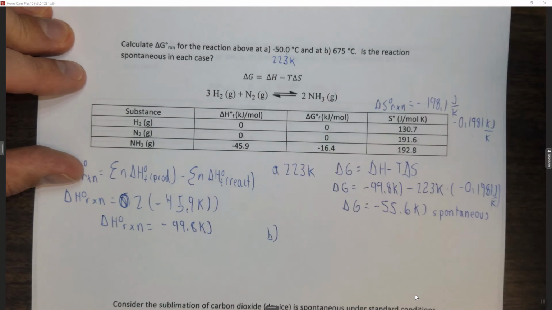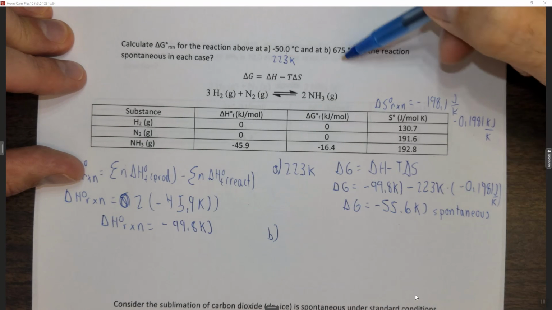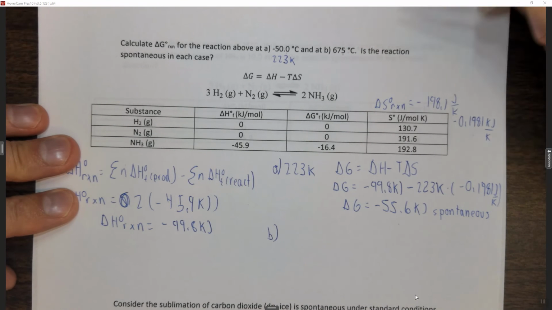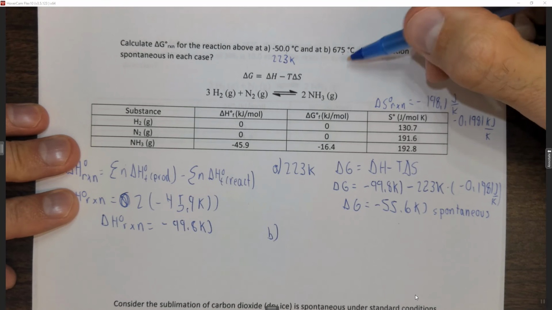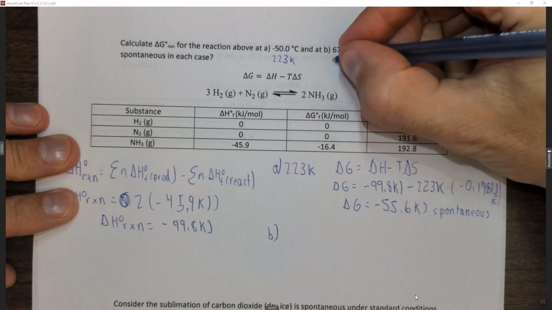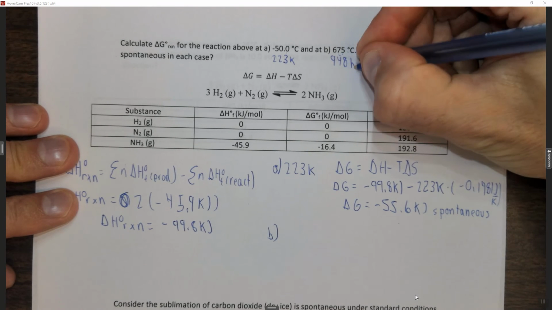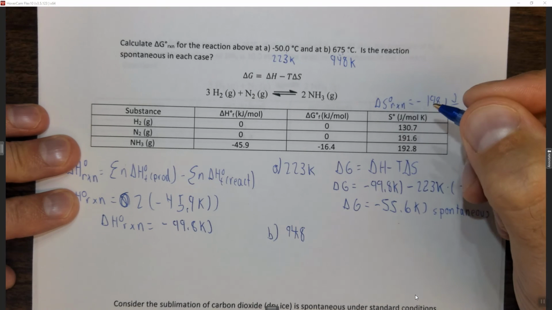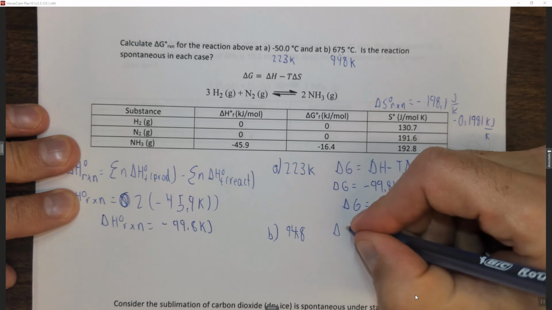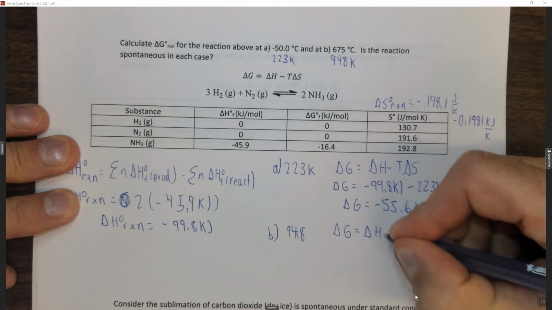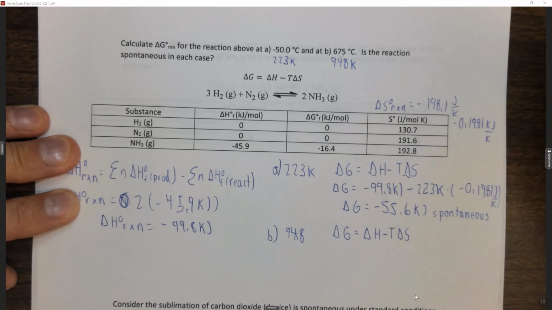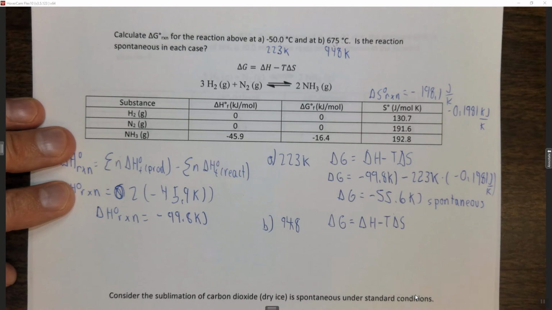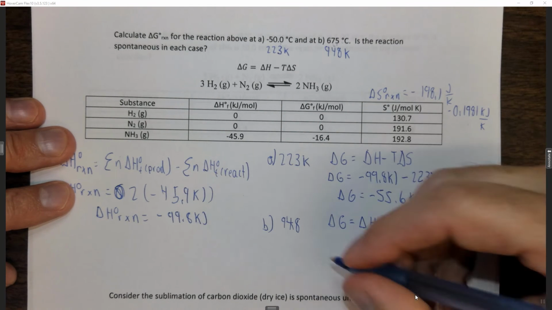Let's look at B. B is going to be 675 degrees C. We need to add 273 to that to make it K, which is 948 K. So we need to check this out at 948 K. Delta G equals delta H minus T delta S. So we have a much higher temperature, which means that this entropy term may actually overwhelm this and become non-spontaneous. But let's check.